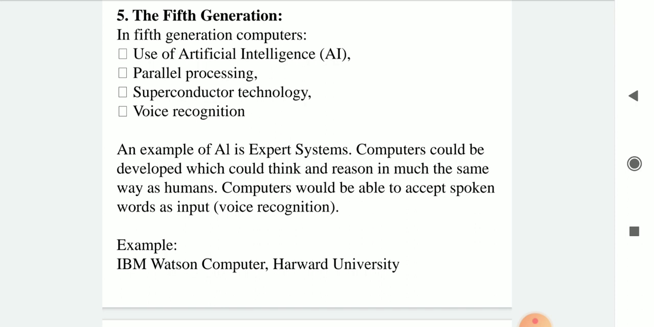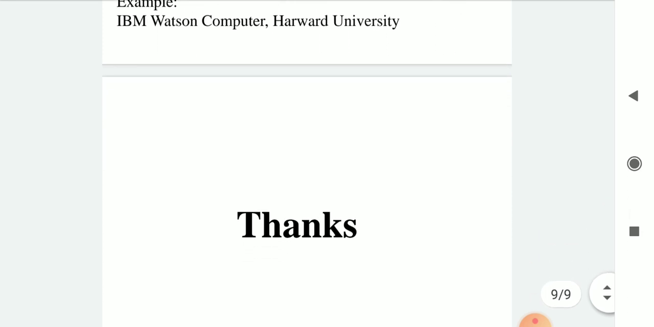So we can say fifth generation computers use artificial intelligence, parallel processing, supercomputer technology, voice recognition, and natural language processing. IBM designed the IBM Watson computer at Harvard University. It was a supercomputer, and more companies are designing other supercomputers. Nowadays, robots are also in the picture, handling malls without human beings. So we can say the fifth generation computer is totally the artificial intelligence era. So this is about the generations of computers. Thank you.